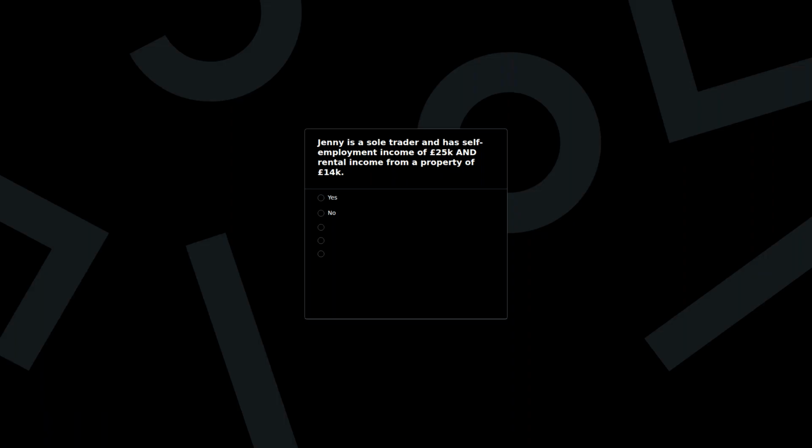Okay, so next scenario. So Jenny is a sole trader, has self-employment income of 25,000, and also has rental income from a property of £14,000. So will Jenny need to comply from April 2026? Can you pop your votes again in there for me?